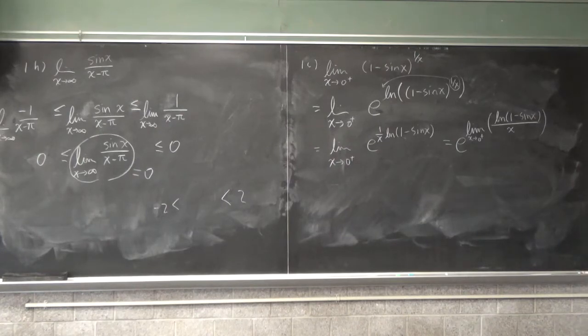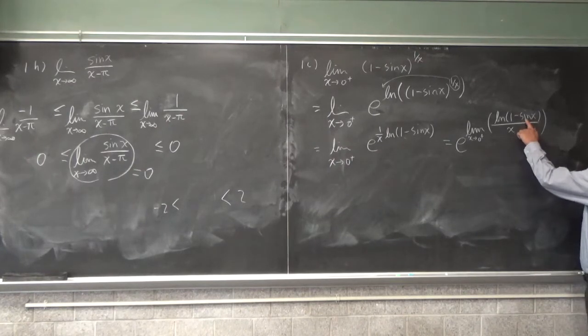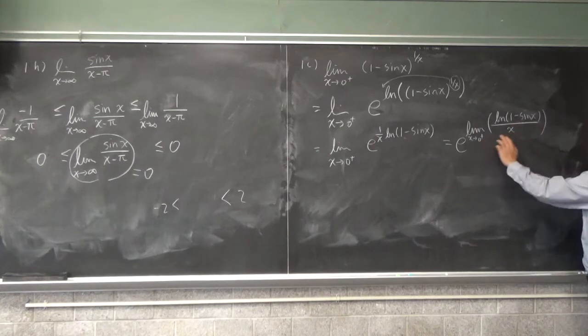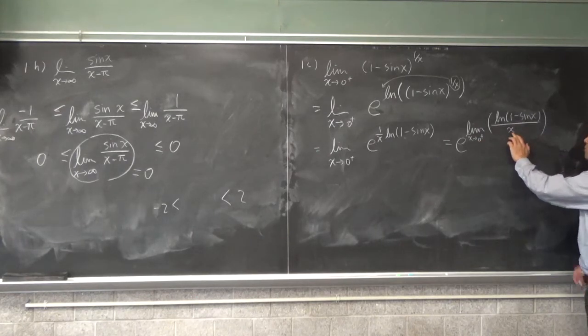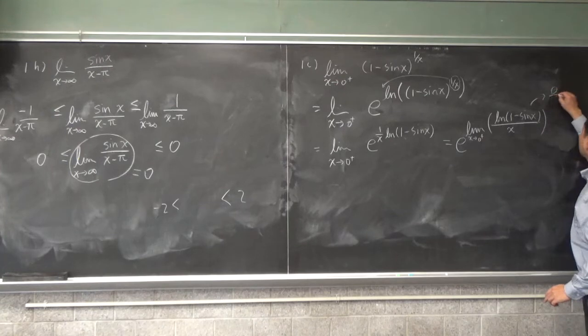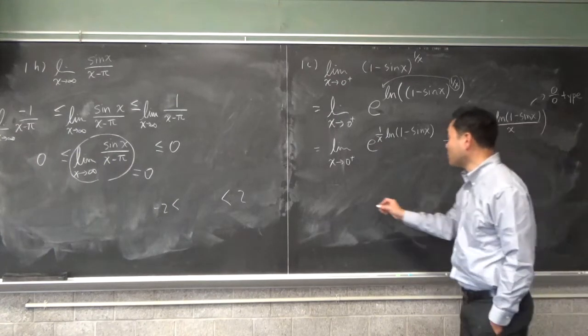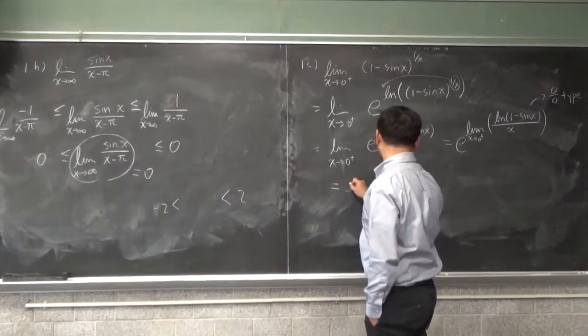Okay, now let's look at what this is like. Sine of 0 is 0. So when 0 is plugged into sine, you get 0 and you get ln of 1. What's ln of 1? It's also 0. And then when 0 is plugged into x, you get 0. So this is 0 over 0 type, which means we are allowed to use L'Hopital's.